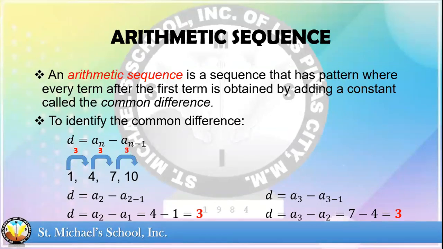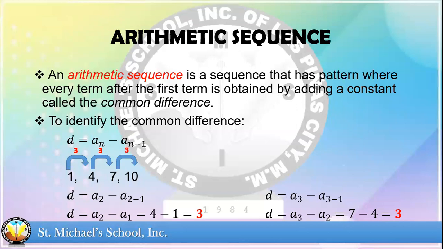Okay, let's talk about arithmetic sequence. An arithmetic sequence is a sequence that has a pattern where every term after the first term is obtained by adding a constant called the common difference. To identify the common difference, here is the formula. So d is equal to a sub n minus a sub n minus 1.